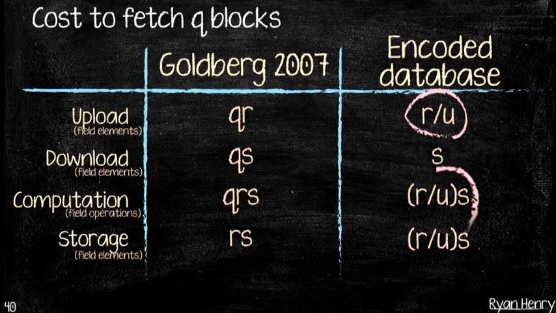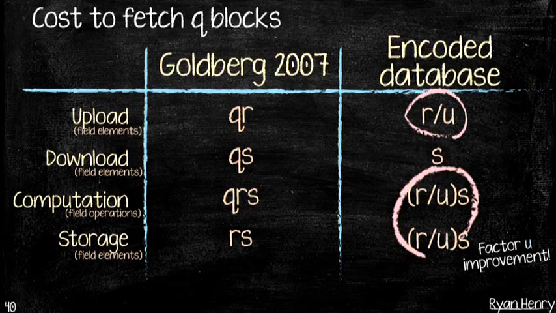the upload cost is now only R over U because we're sending a shorter vector, because now our matrix that each server holds is a factor U shorter. The computation cost is now R over U by S instead of R by S, so we've saved a factor U computation time at each one of the servers. And the storage cost for each server is also reduced by a factor U, because now instead of holding the whole thing, they're holding something that's a factor U smaller. So we've minimized, again, 3 of the costs by a factor U.